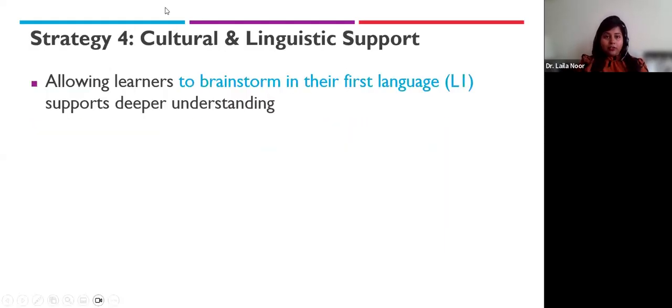So the last strategy is cultural and linguistic support. What I said, that throughout globalization nowadays, our classrooms have multilingual learners from different cultural backgrounds and academic backgrounds. So sometimes our students prefer to brainstorm or think in their first language because it helps them reach deeper understanding and come up with deeper critical thinking capability. So sometimes I allow my learners to brainstorm in their first language.